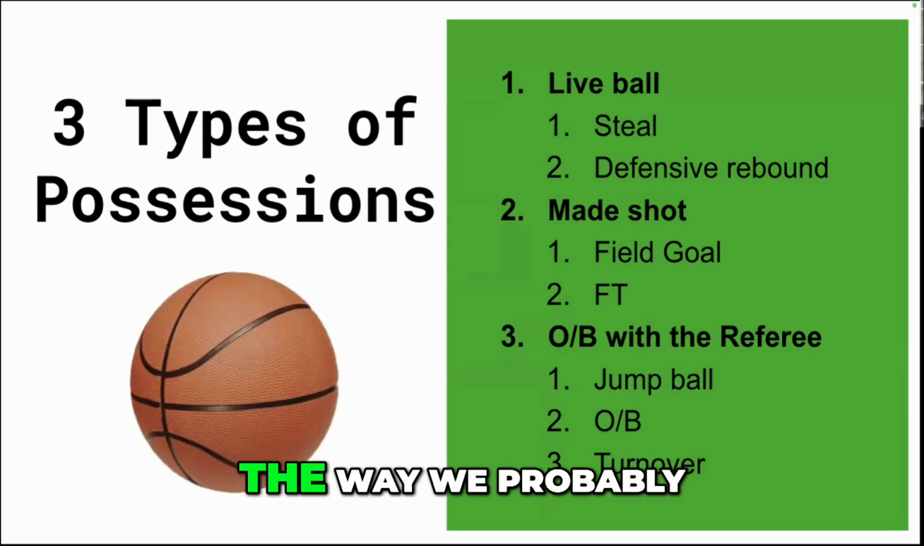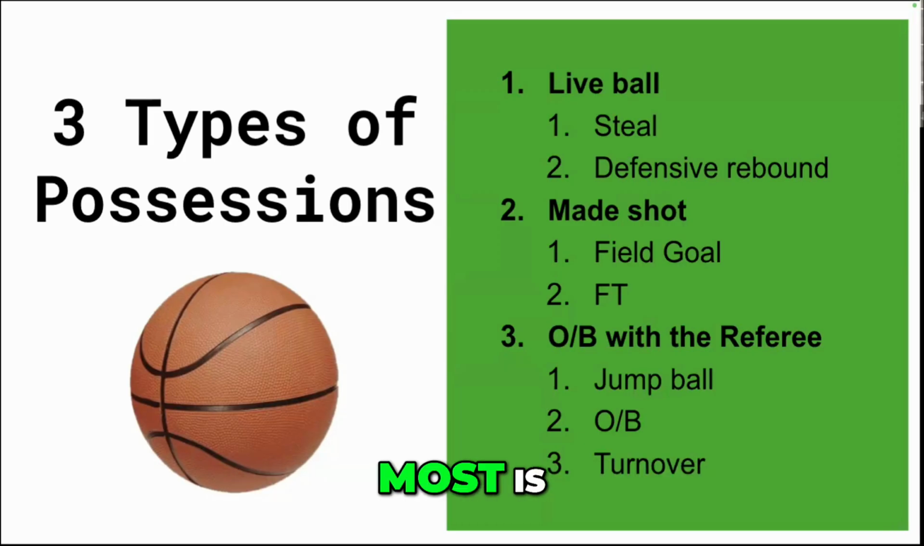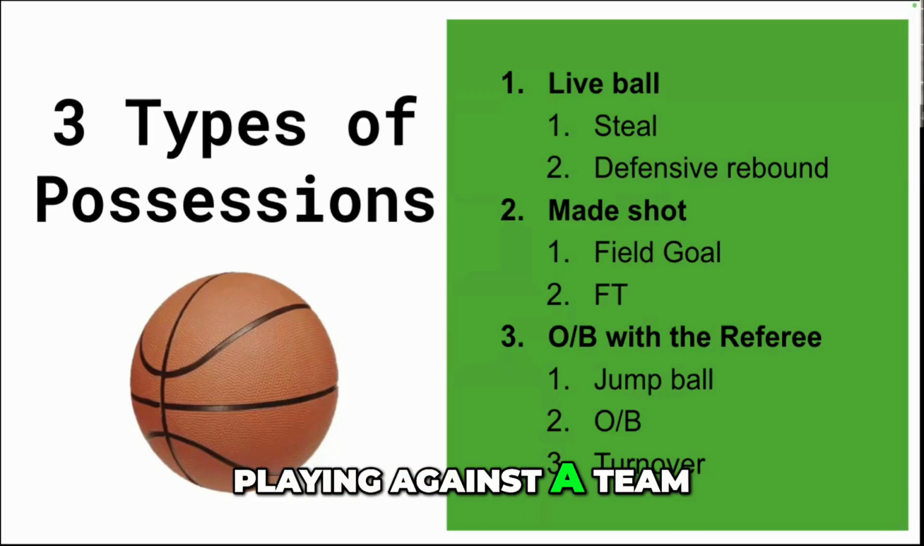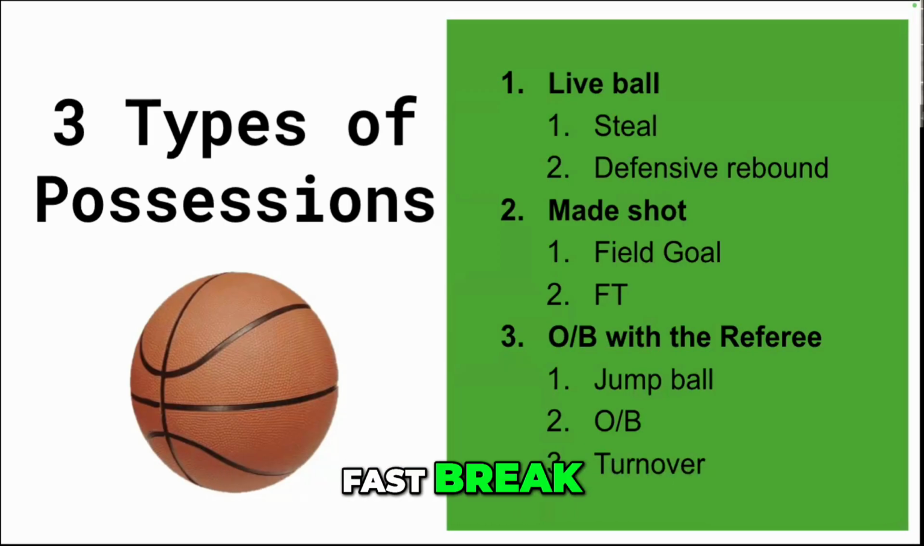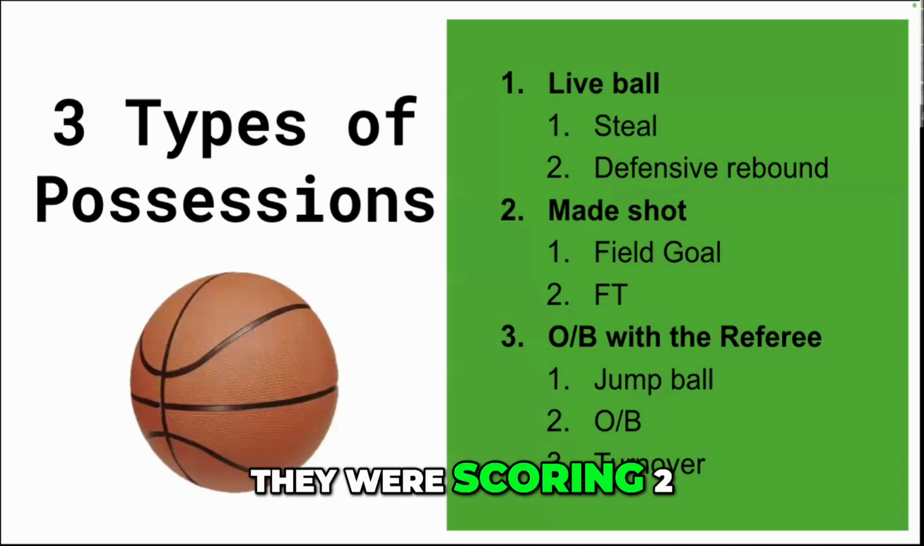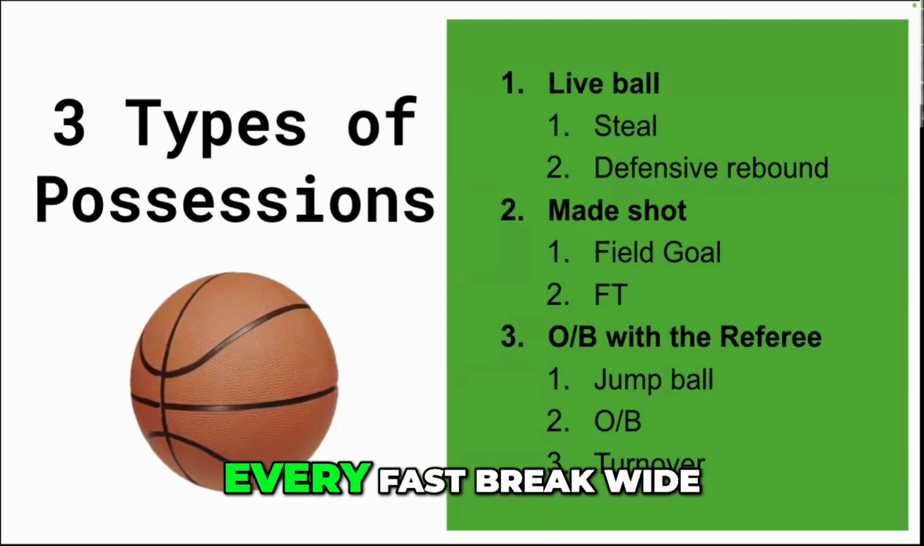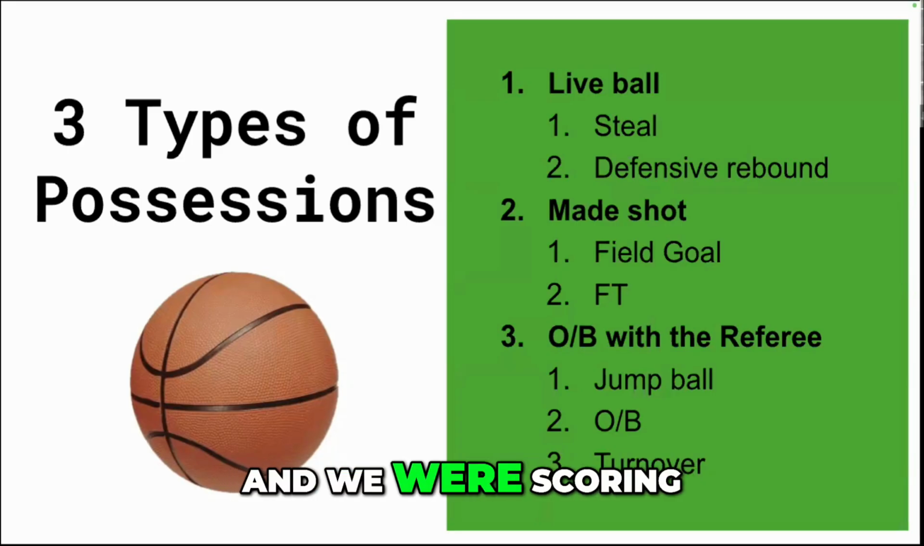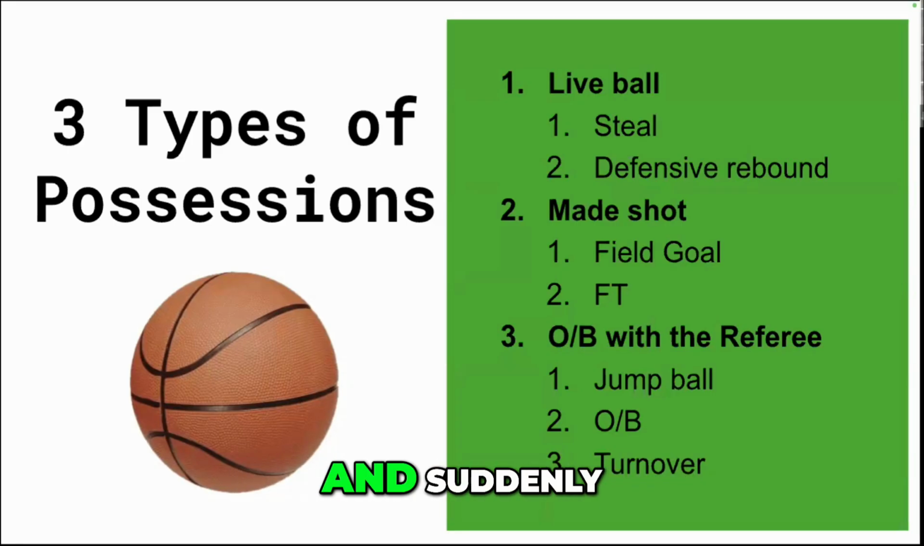I think the way we probably all experience this the most is playing against a team that's really good at fast break. Even though we feel like we're running pretty good on our offense, we get to halftime and we're down by 20 points. They were scoring 2 points per shot on every fast break wide open layup, and we were scoring 1 point per shot on every trip down, and suddenly they're up by 20 in 20 possessions. How did that happen so quick?